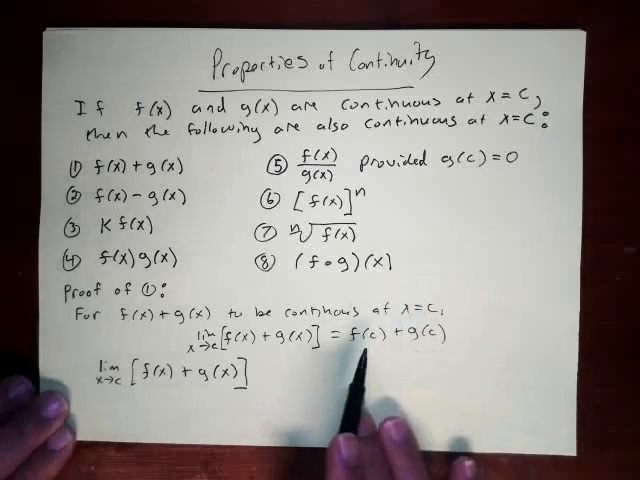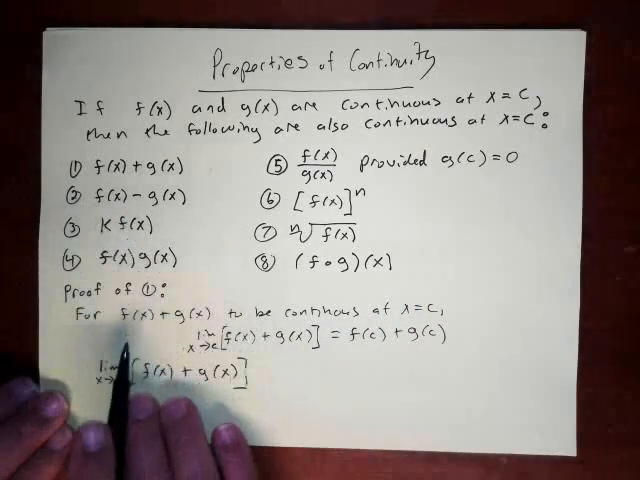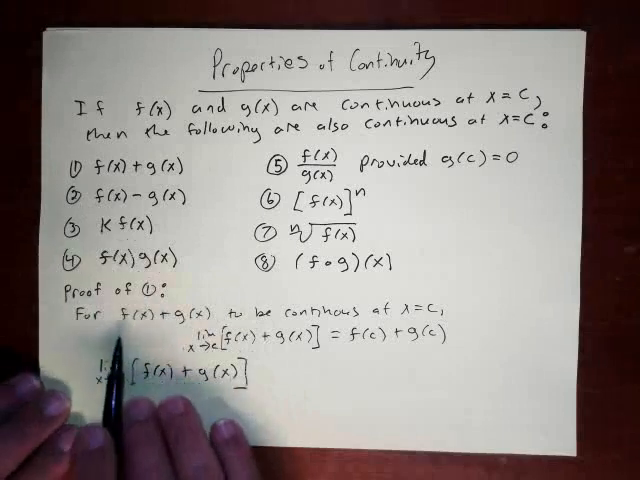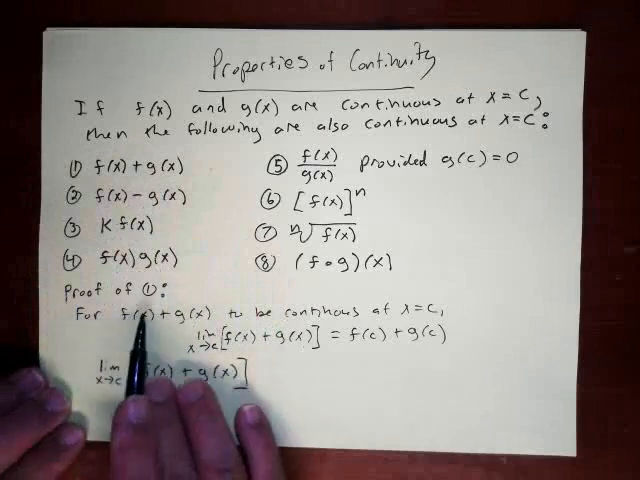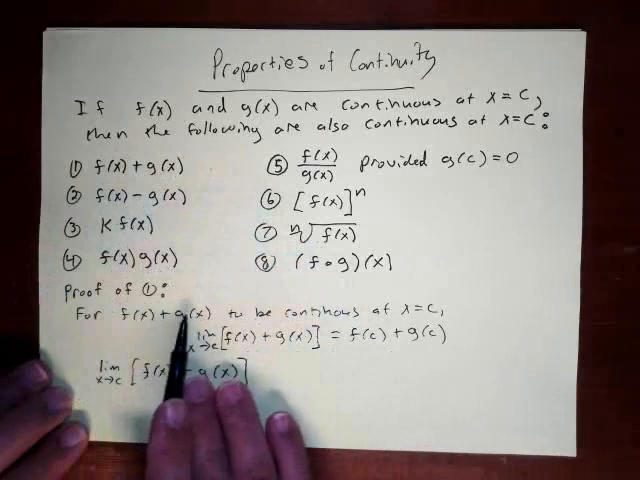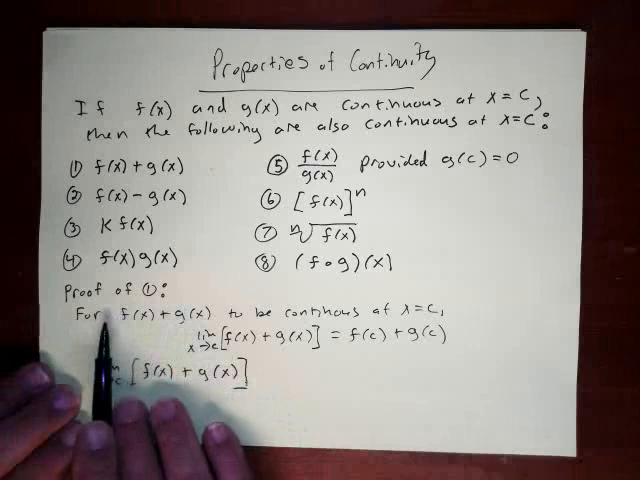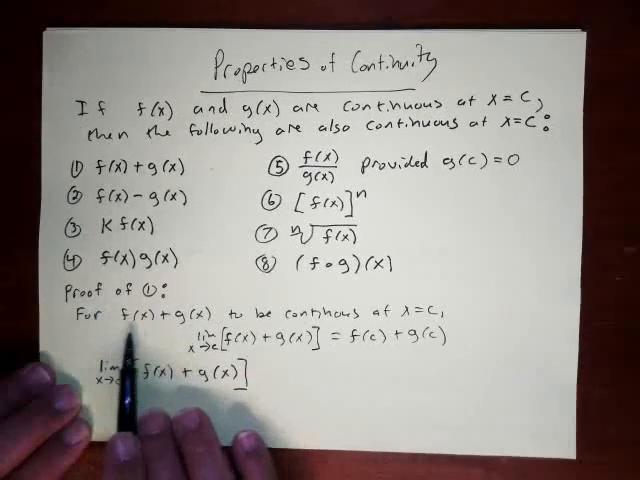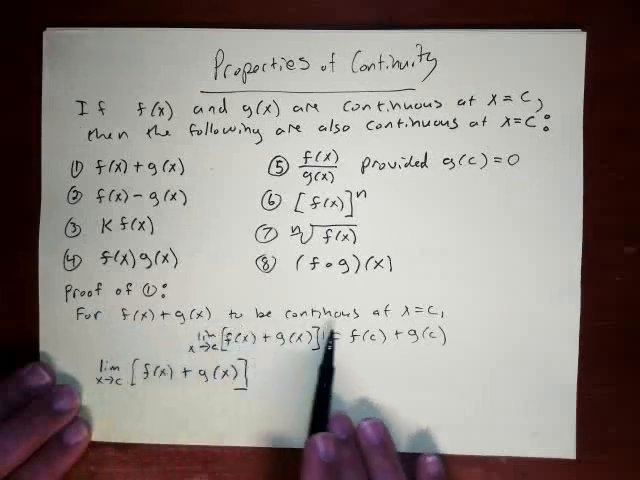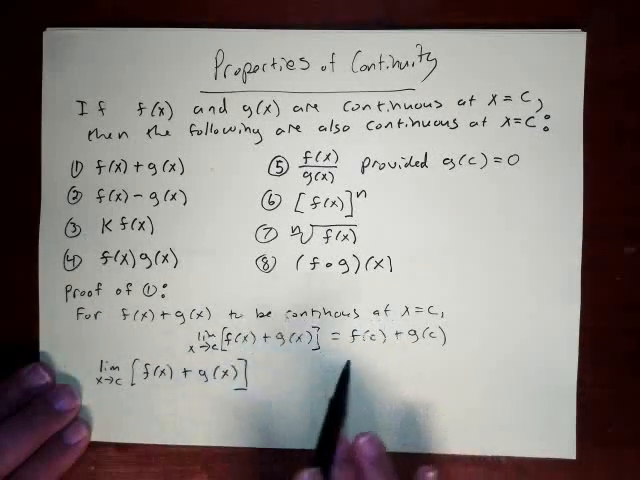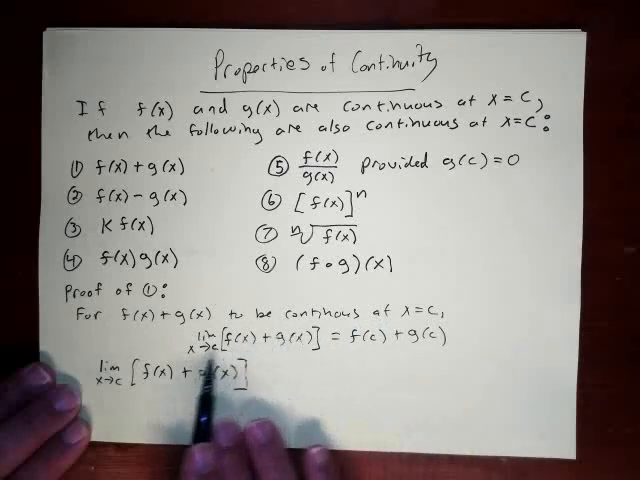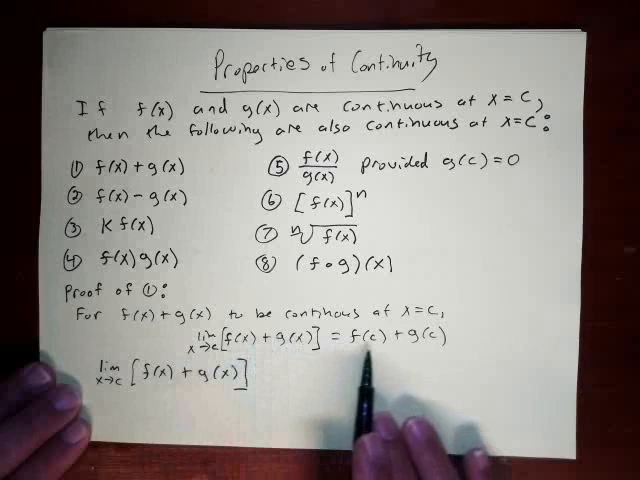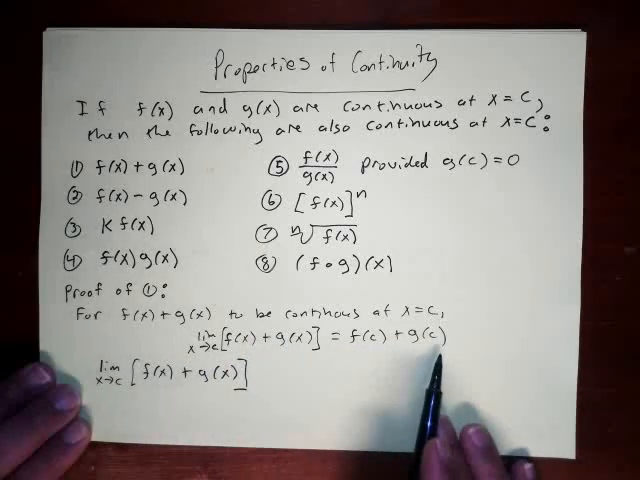So let me show you how these are related to those rules that we learned for limits here. So I'm going to do this by just proving the first one, okay? And you could probably prove some of the other ones after that. So basically, for f of x plus g of x to be continuous at C, what that would mean is that the limit of the sum as x approaches C would have to be equal to f of C plus g of C.